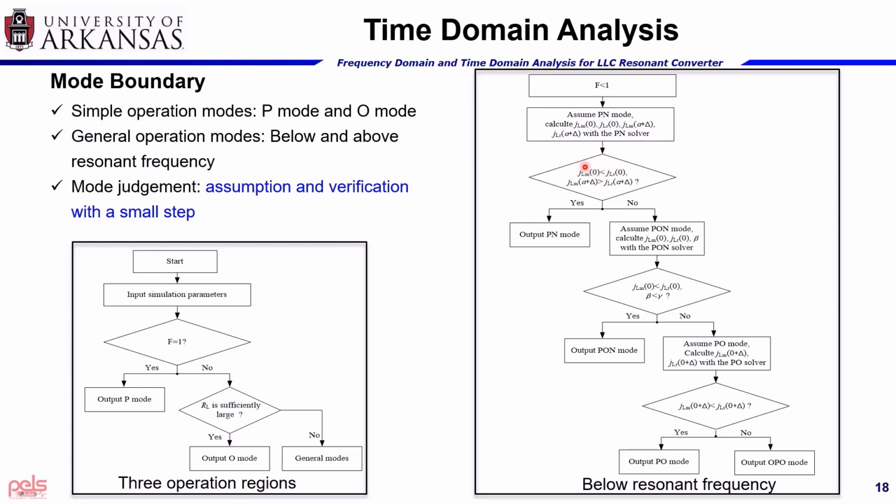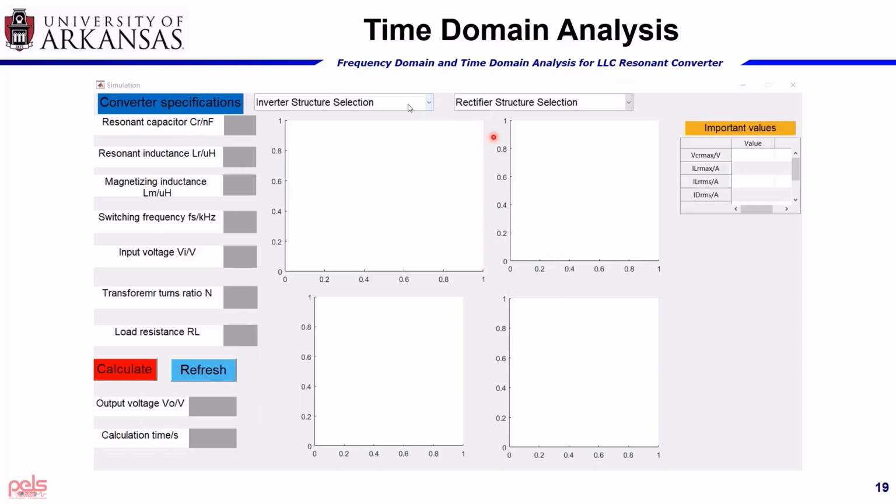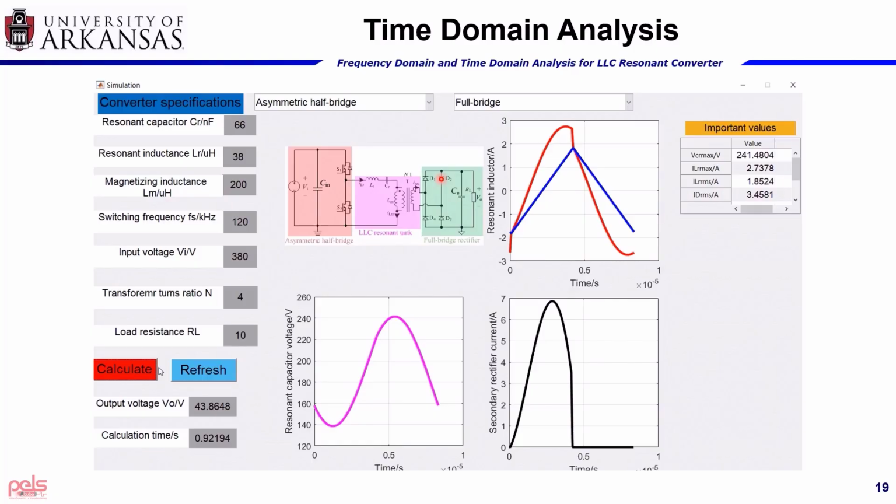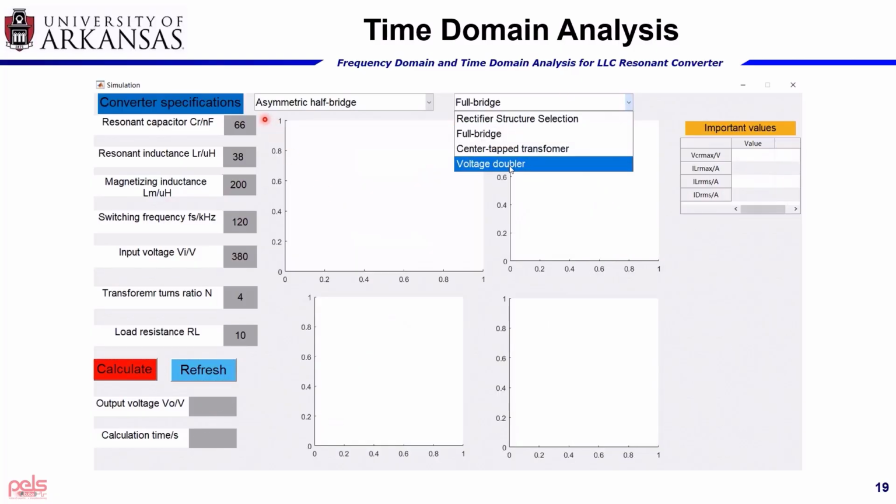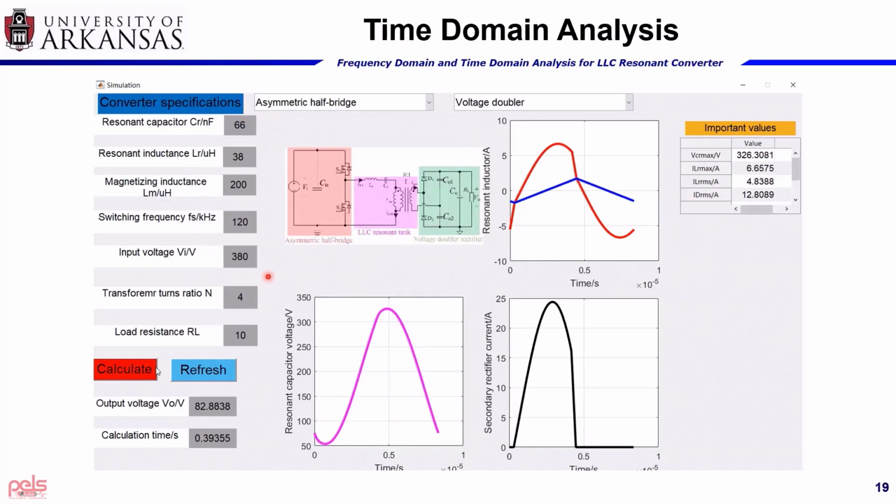The next step is to verify with a small step. We can confirm whether the converter is really operating in PN operation mode or not. If not, we can assume another operation mode, and finally we can get the accurate operation mode for the converter. After we get the mode equations and also the operation mode boundaries, given any circuit parameters, we can solve the converter. Here we have developed a simulation tool based on the MATLAB graphical user interface. As you can see, users can enter the converter parameters, and by clicking calculate, the converter can be solved.